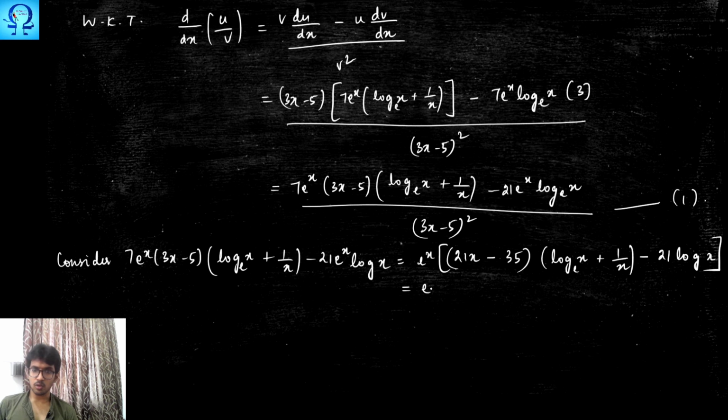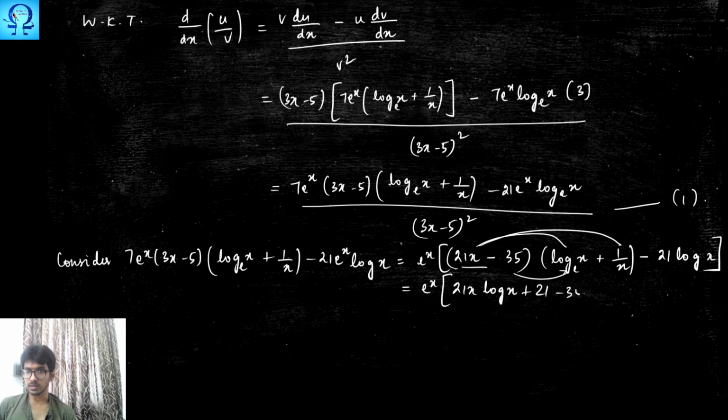Again, you have to multiply these things inside. So you will have 21x times log x, and 21x times 1/x would give you 21. This one with this one gave me this, and this one with this gives me 35 log x, and this one with this gives me minus 35/x, minus 21 log x. So here, minus 35 log x minus 21 log x. So this is e^x times 21x log x.